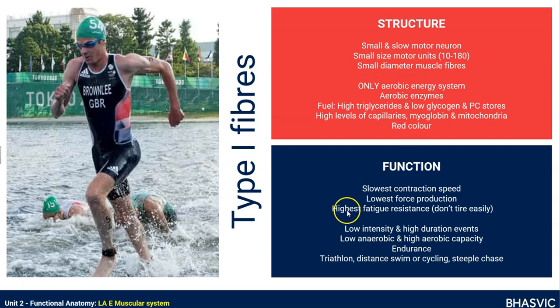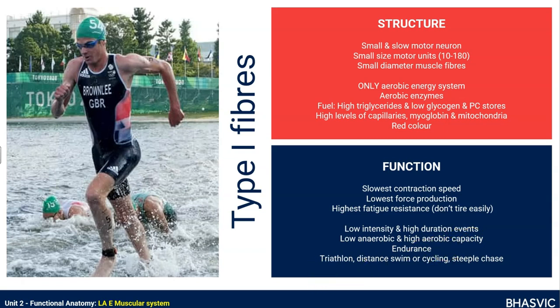But they do have the highest fatigue resistance. And what that means is they don't get tired very easily. They can keep going for ages. So we can summarize that by saying that type 1 fibres are low intensity, not big forces, high duration, keep going for ages, events. They have low anaerobic capacity, but they have really high aerobic capacity. And our endurance athletes are aerobic athletes.